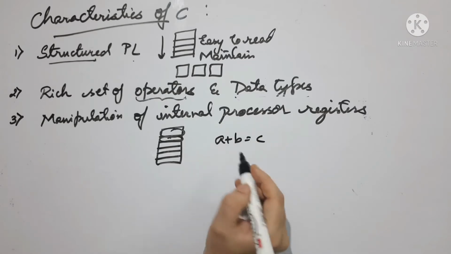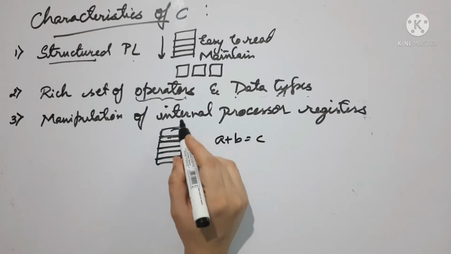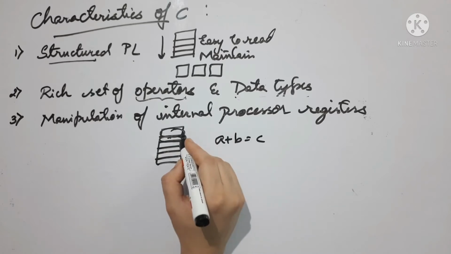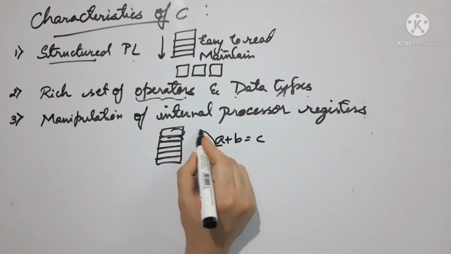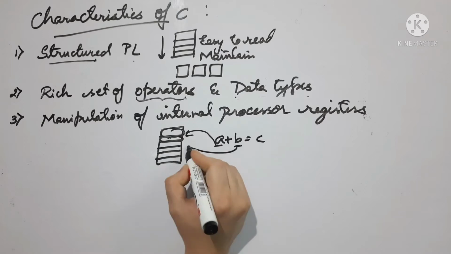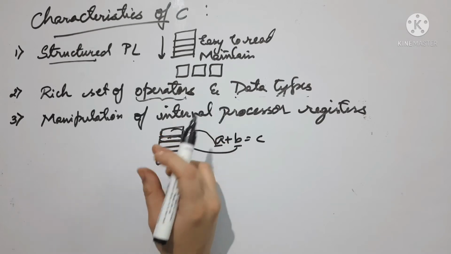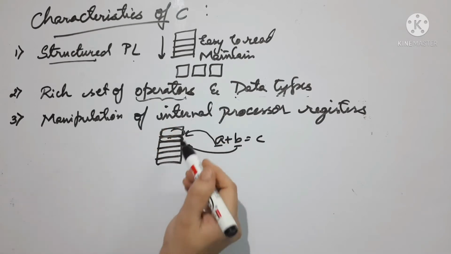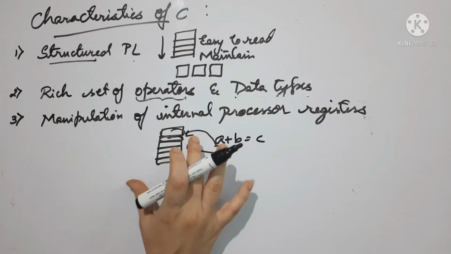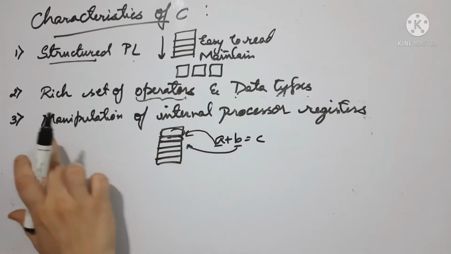Suppose I want to perform addition, a plus b is equal to c. Now the computer has to store the individual values in the memory. So that is where we make use of registers. One value is stored in one register, the next value is stored in another register. These values are stored in the registers and we can manipulate them, that means make changes to the values stored in registers.